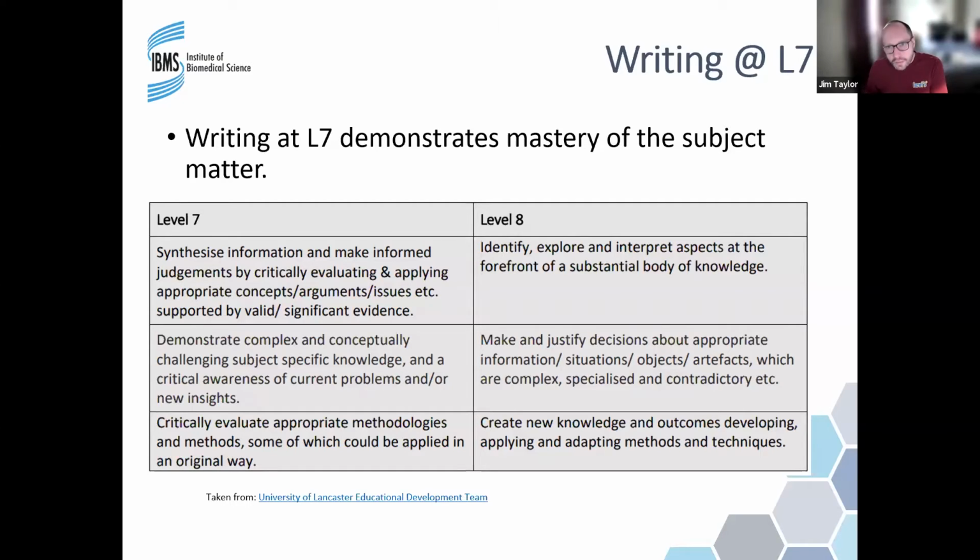Beyond level 7, working at level 8, is where the very highest levels of the IBMS qualifications start to reach. That idea of mastering and amalgamating ideas and synthesizing new perspectives or directions is taken to an even higher level. And you can see that the tone of what's required at level 7 and level 8 shifts as you move up through those levels.